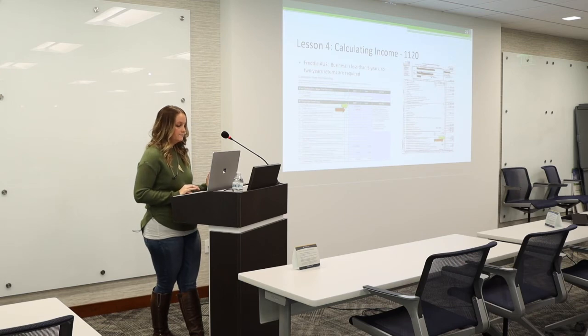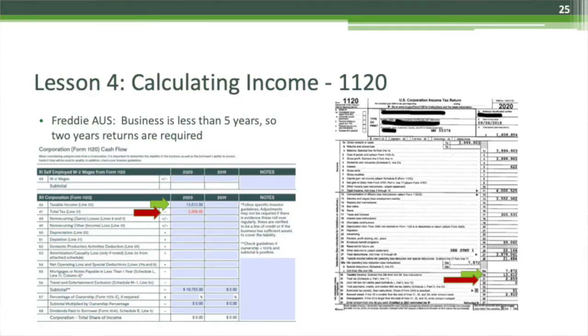All right, so we're doing Freddie AUS. The business, as you can see, is less than 5 years, so that means we have to get 2 years returns. So this is the 1120, and again, make sure on the cash flow that you're using that it says Form 1120 and not 1120S because they're different.